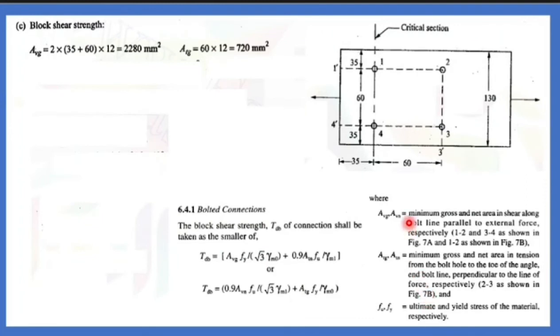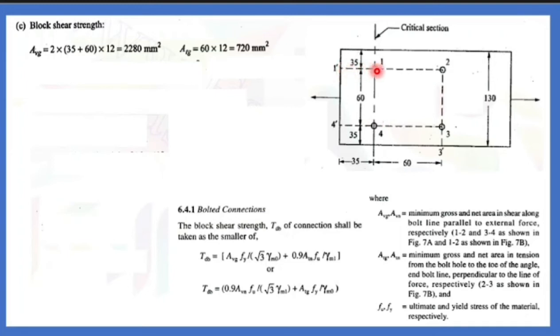Now, the third thing is block shear strength. Avg is the minimum gross and Avn the net area in shear. What do you mean by that? Along the bolt line parallel to the external force, respectively 1, 2, 3, 4 as shown in figure 7a. So, this is 1, 2, 3, 4. So, this is the area.